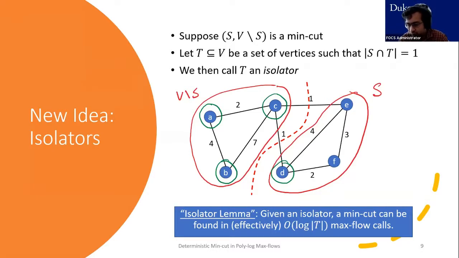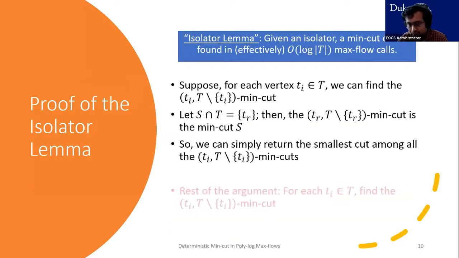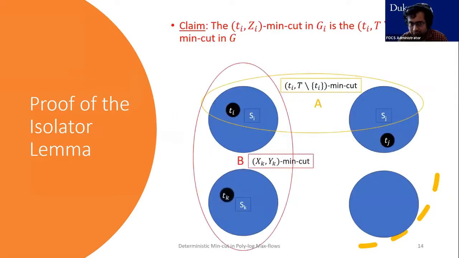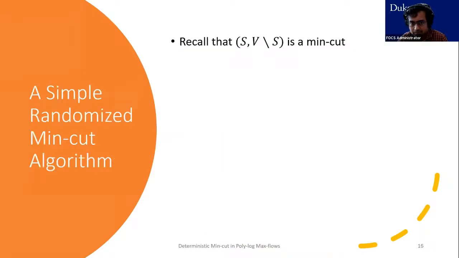I'm not going to prove this lemma, I don't have time, so I'll skip over to the next part where we talk about how to use this lemma. First let me give you a very quick randomized algorithm. I know that we are looking for deterministic algorithms, but this is just to show you the power of isolators.